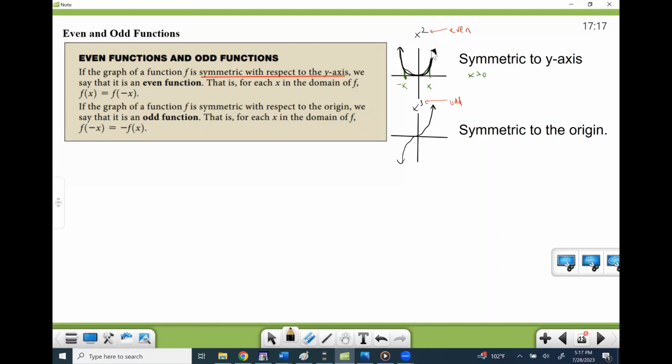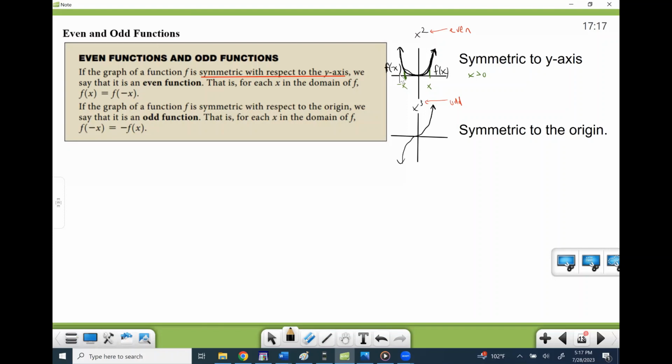Okay, I definitely should have graphed that. But hopefully you can see, right? If I go over x, it's going to be up a certain y value. And if I go negative x, that's going to be up the same y value. So you can see that this f of x is equal to this f of negative x.